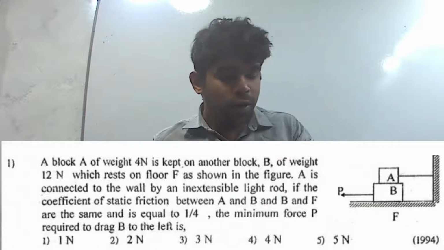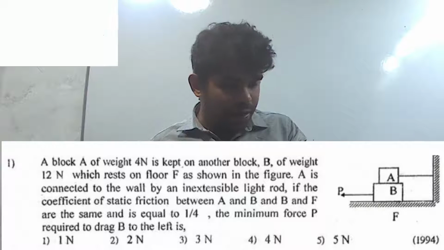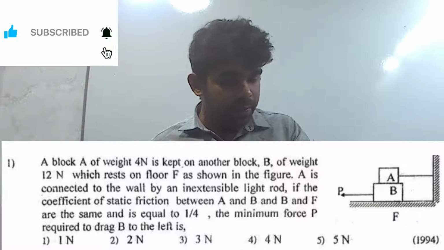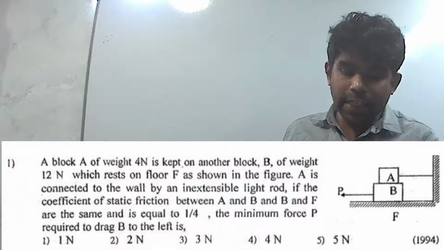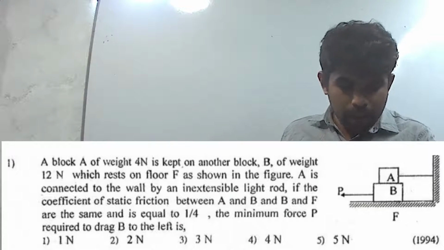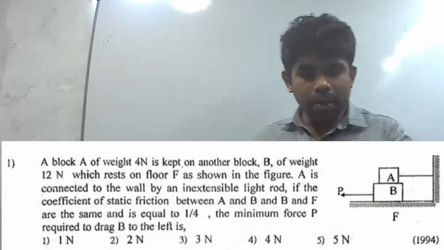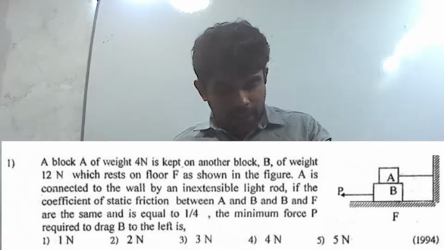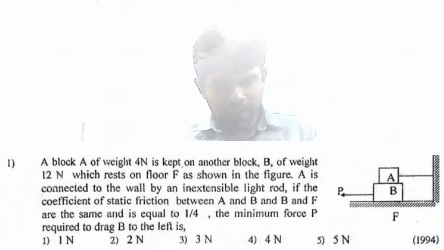Question number 1. Block A of weight 4 Newton is kept on another block B of weight 12 Newton, which rests on the floor F as shown in the figure. A is connected to the wall by an inextensible light rod. If the coefficient of static friction between A and B and B and F are the same and is equal to 1/4, the minimum force P required to drag B to the left is.